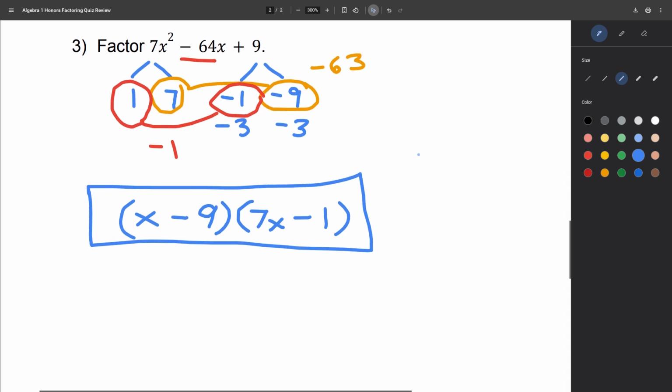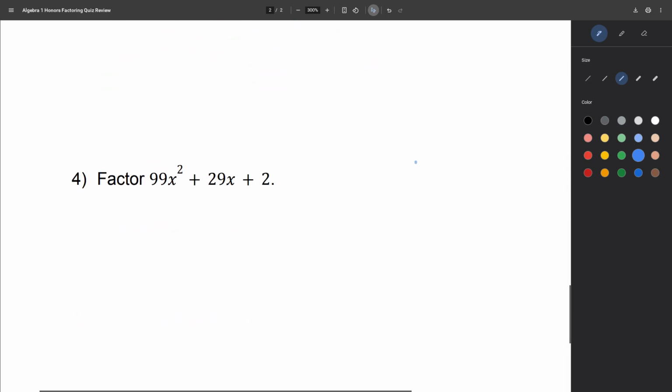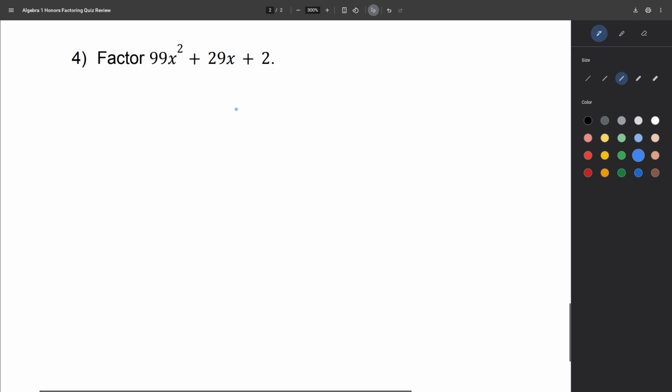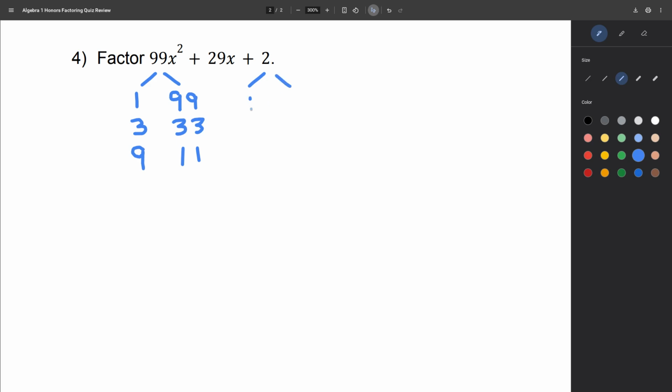All right, one more. Problem 4, we're going to factor 99x squared plus 29x plus 2. So I'm going to list the factors of 99, which are 1 and 99, 3 and 33. 6 doesn't go in, but 9 and 11 work. And I have a positive and a positive here, so I'm going to list the factors of 2, which are 1 and 2.